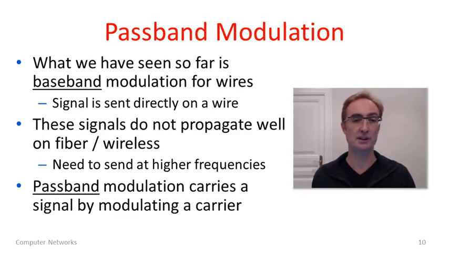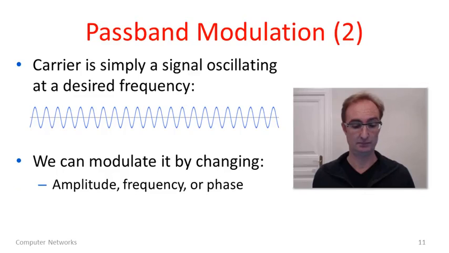The reason for this is that only higher frequencies are going to pass well through the media, or we might want to divide up the medium in terms of frequency bands to permit multiple people to use it. So we need to work out how to send information on higher frequencies. It might sound a little tricky, modulating a carrier. It's not so bad. Let's see.